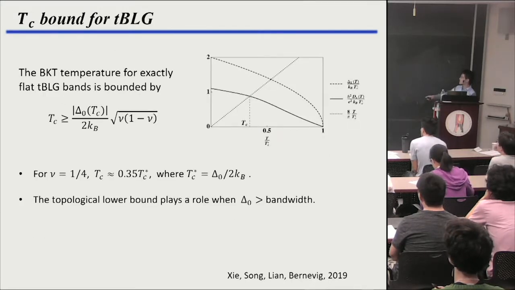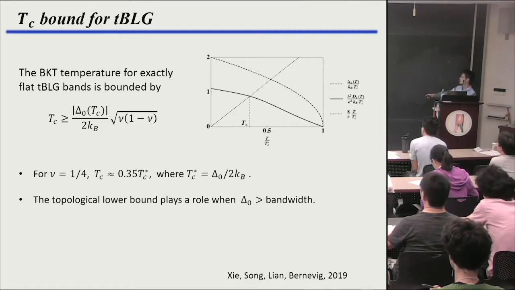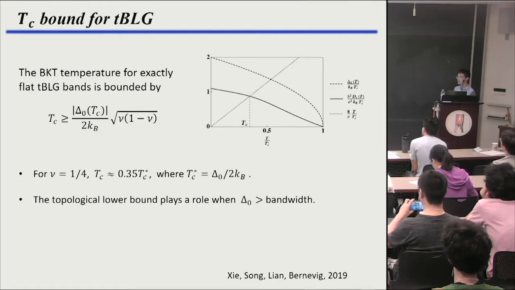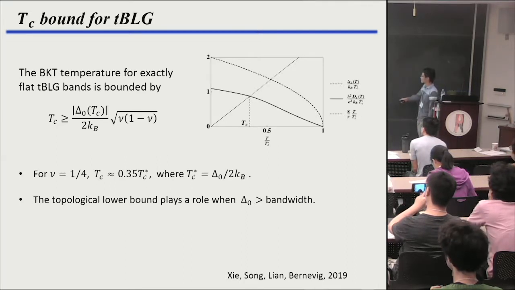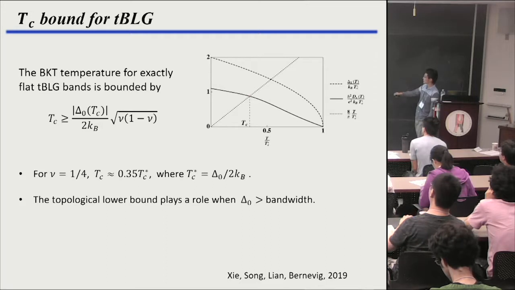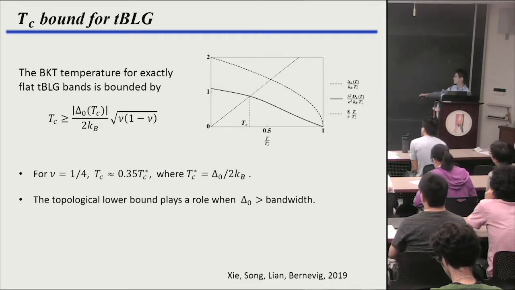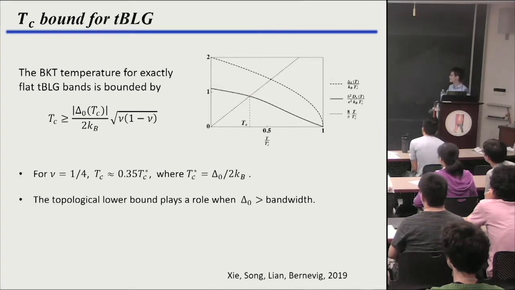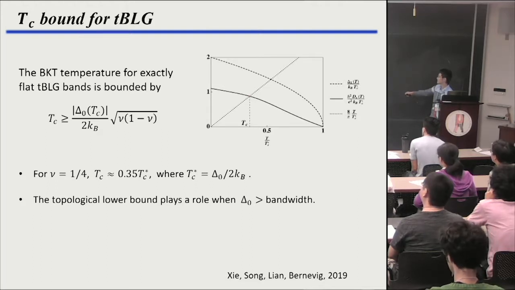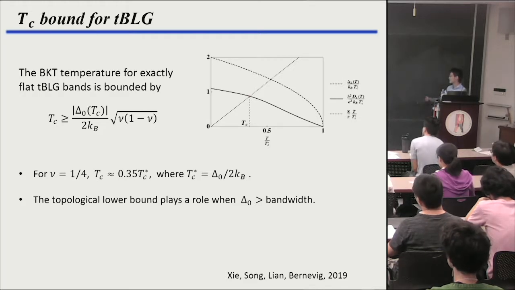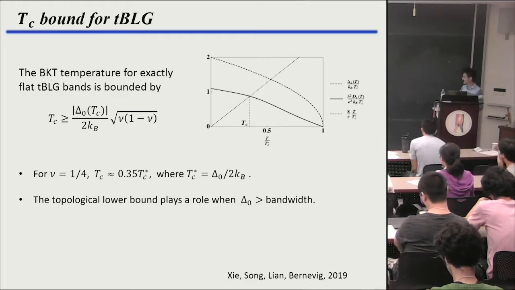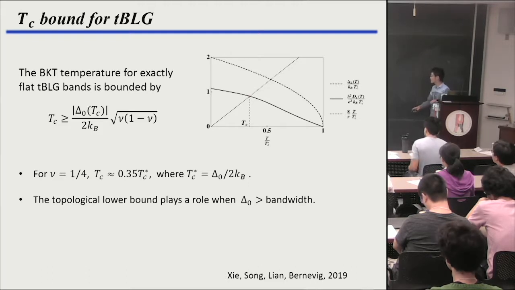This is just an estimation. Basically, you can solve the equations to determine the lower bound for your Tc. Assume you have a mean field and you know the mean field delta zero. In this case, in twisted bilayer graphene, if you assume the band is perfectly flat, you just get a Tc of the same order as the mean field Tc. So in this case, you do get some non-trivial contributions from topology.